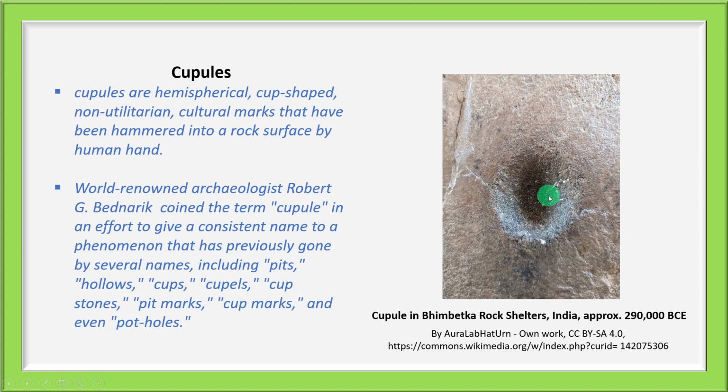This is a very common prehistoric art motif, and we have them all over the world, and they were going by various names. So a single term was coined. This is a picture of cupule in Bhimbetka rock shelters, India, and according to archaeologists, it dates back to 290,000 BC, and this is considered the oldest example of rock art that we have on this planet.